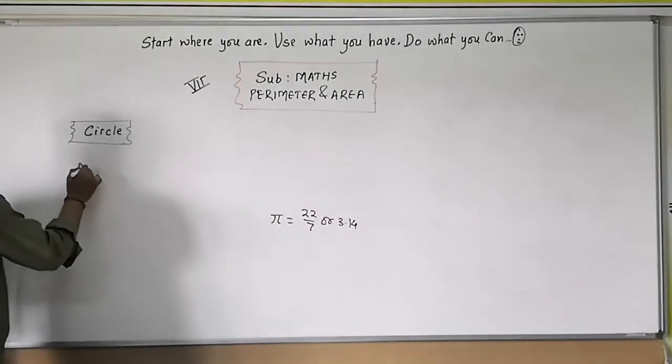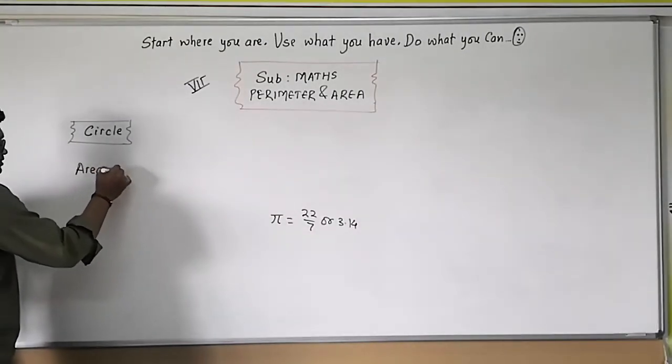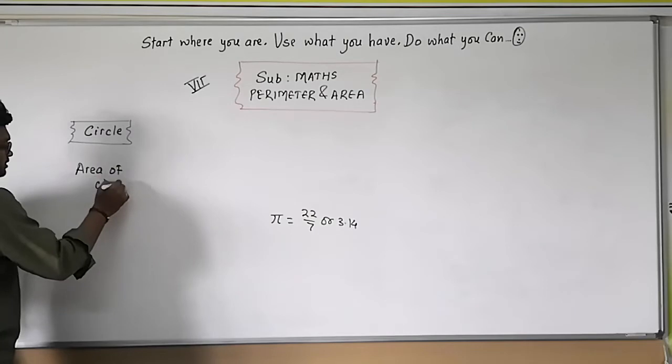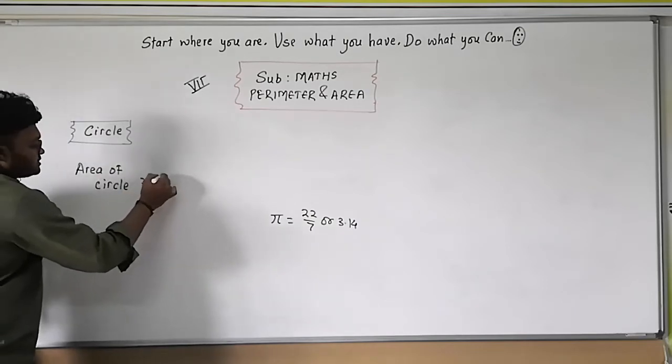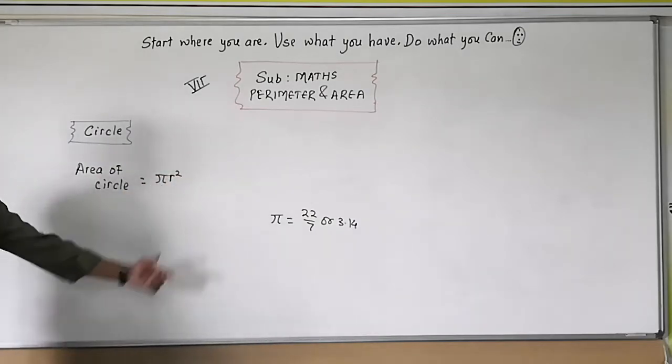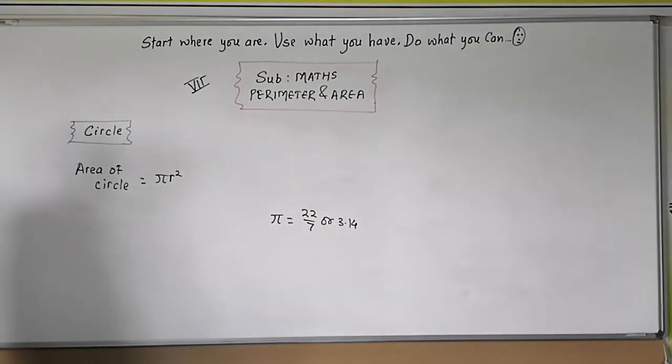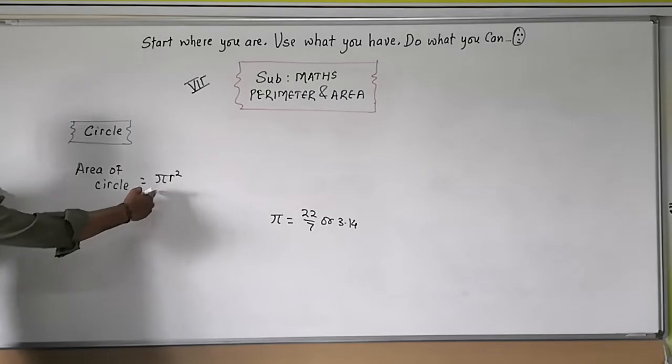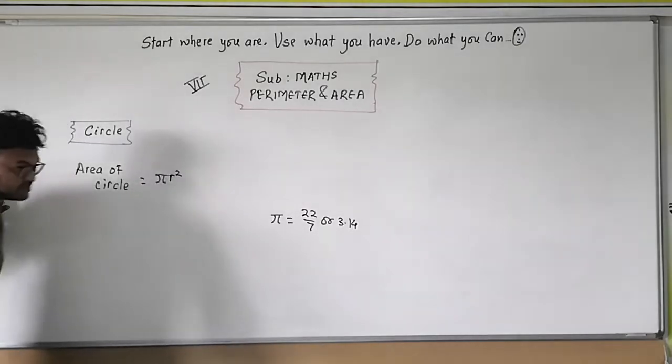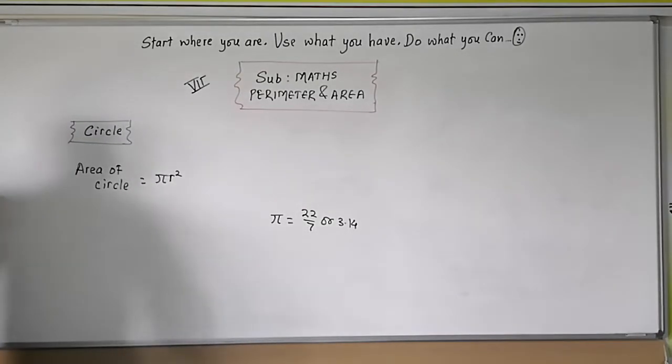So, area of a circle. The area of a circle is calculated as pi r square. This is the formula for the area of a circle. But the same question, how? Okay, I'll show you. This pi is a mathematical constant that represents the value 22 by 7 or 3.14.